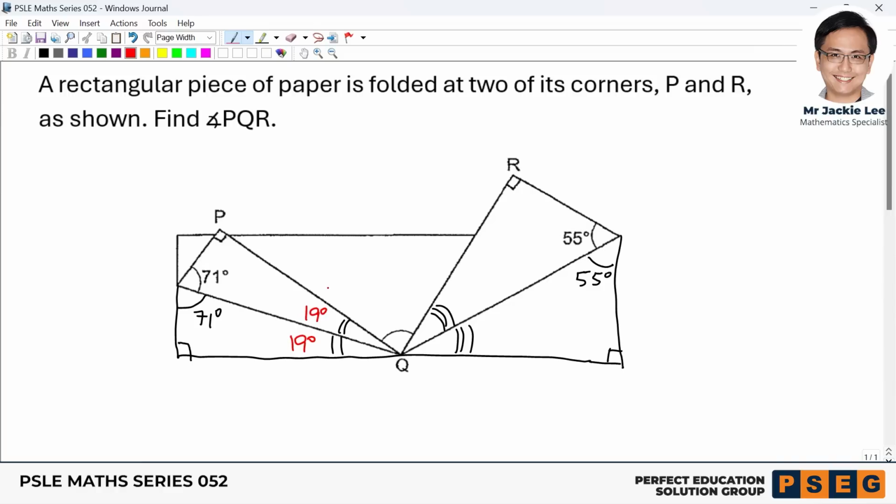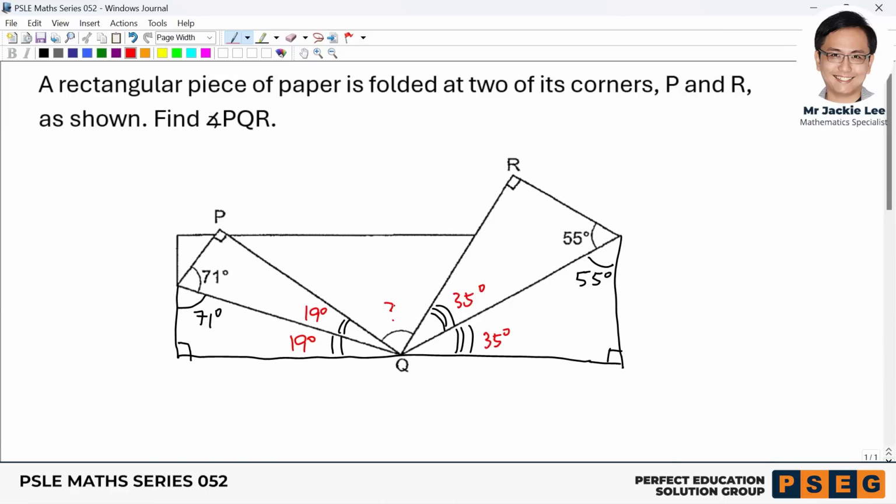And meanwhile, for this one, it will be 180 minus 90 minus 55 degrees. So therefore, this one should be 35 degrees. Then this one will be another 35 degrees, right? Okay, so now we are trying to work out this angle.